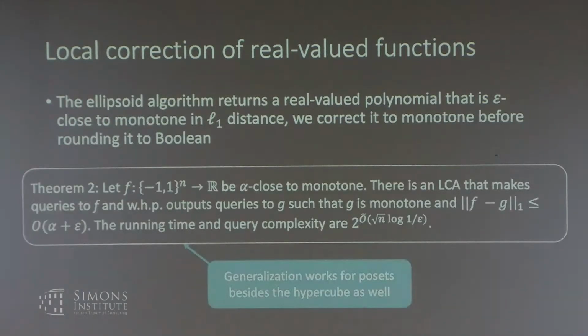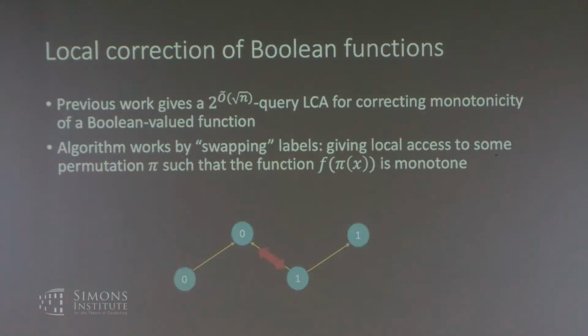So this local correction of real-valued functions uses as a black box a local corrector for Boolean-valued functions, which we gave in previous work. So in previous work, there's an algorithm that makes 2 to the square root n queries and outputs a way that you can swap labels in the hypercube, like swap the function labels of points, such that the swapped function is monotone. So for example, if this is your original function and this is your poset, then this algorithm will output that actually if you're this vertex, you should output the label of this vertex instead.